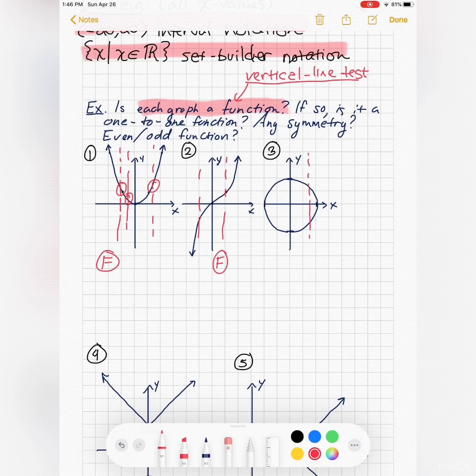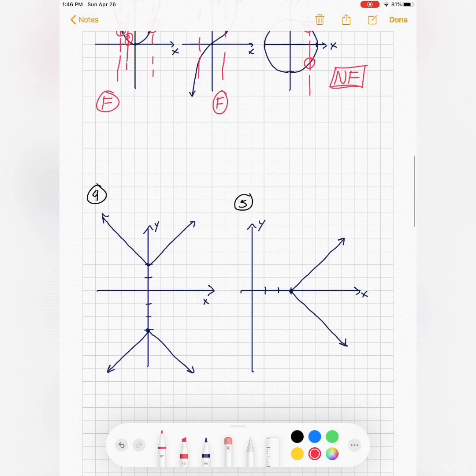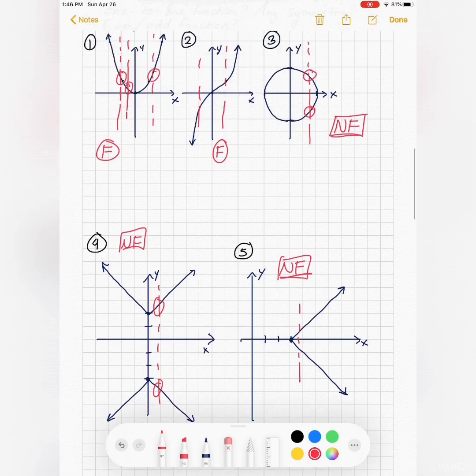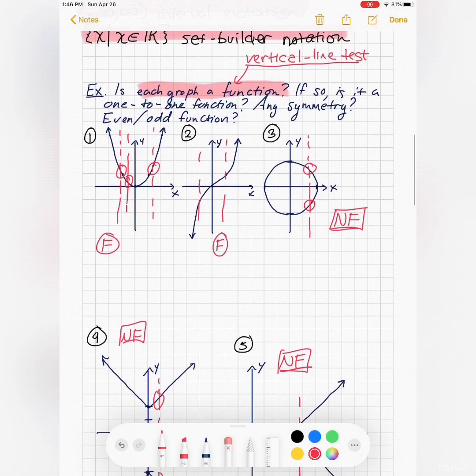Number 3, however, if I choose a vertical line here, you see how that one x has two y's. This is not a function. Number 4, same idea. If I pick an x here, that line crosses twice. This is not a function. And one more, again, does not pass the vertical line test, not a function. Okay, so that part's really easy.